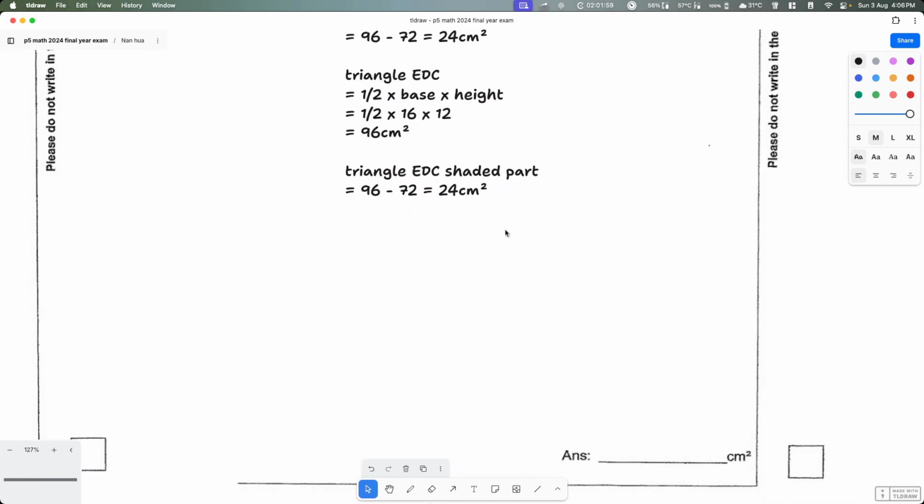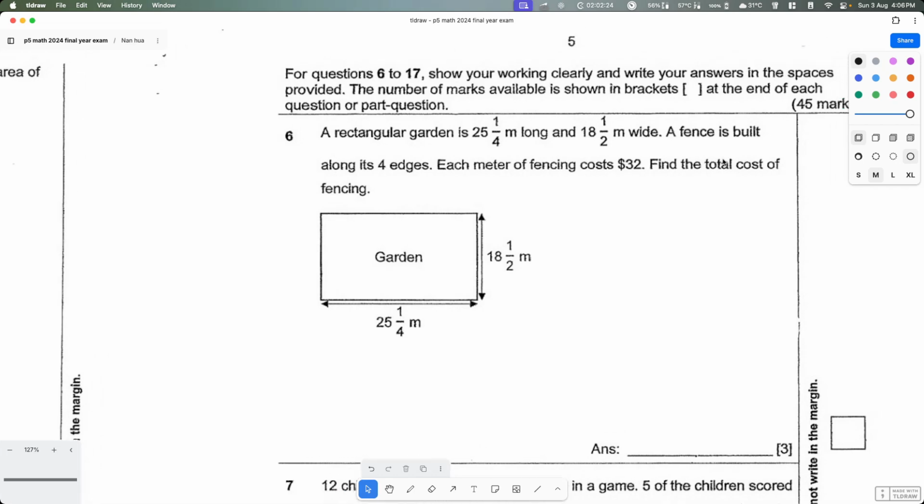So find the total shaded part. Total shaded part is equal to 24 plus 24, which will give us 48 centimeter square. There we go. So that's the answer, 48 centimeter square. Easy. All right, let's move on to question 6.